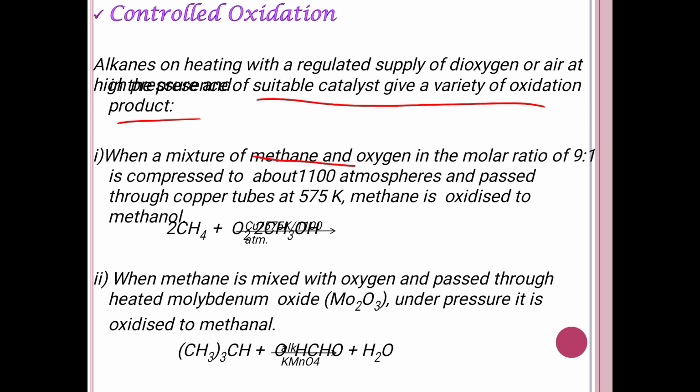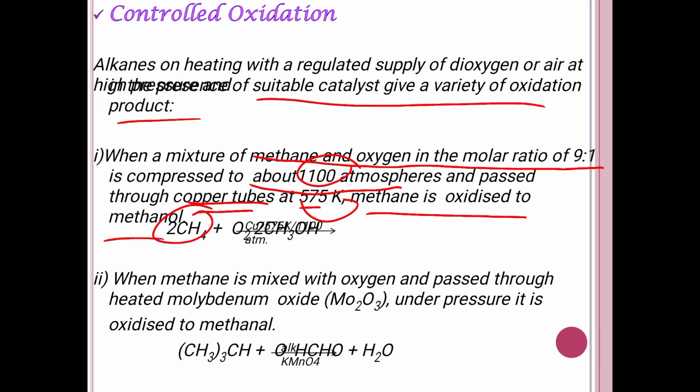When a mixture of methane and oxygen in the molar ratio 9:1 is compressed to about 100 atm pressure and passed through copper tubes at 575 Kelvin, methane is oxidized to methanol. So if you are using these conditions, that is pressure of 100 atm, 575 Kelvin, and copper tubes as the reagent, we will get alcohol, that is methanol, CH3OH. From CH4 we will get CH3OH.